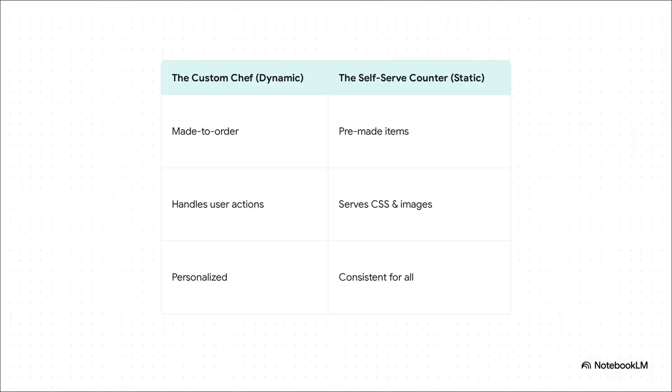So let's just put this side by side to make it crystal clear. You've got your custom chef on one side, making dynamic, personalized dishes just for you, and on the other, you've got the self-serve counter, handing out the same reliable, static items to everybody. They have two totally different jobs, but you absolutely need both to run a successful restaurant.